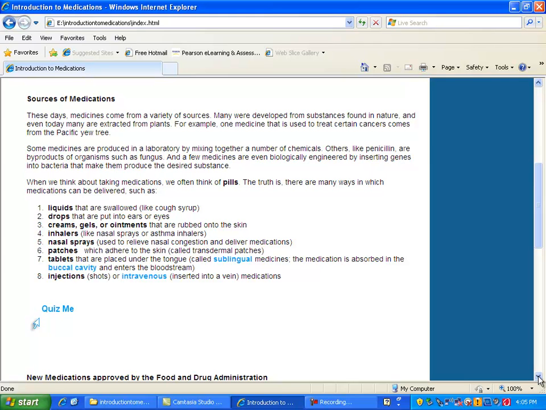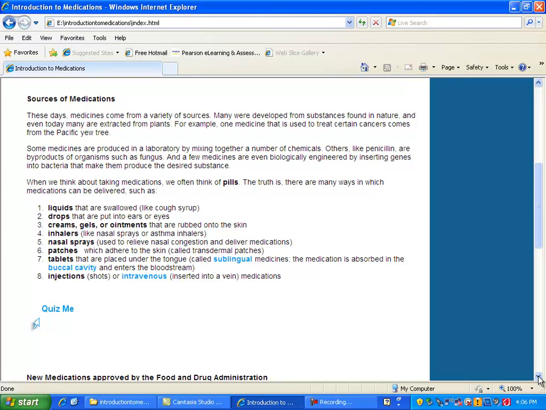When we think about taking medications, we often just think of taking pills. But the truth is, there are many different types of medications and many different ways that medications can be delivered, such as liquids. These are medications that are swallowed, like a cough syrup. You can administer medications in the way of drops. Drops can be put into the eyes, ears, or nose. There are also topical medications like creams, gels, or ointments that are rubbed into the skin.